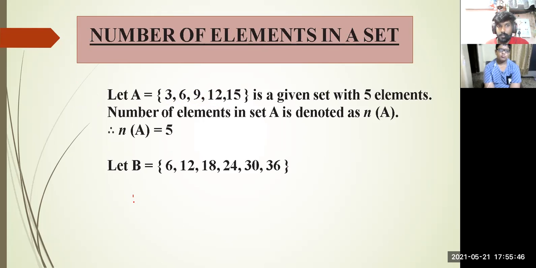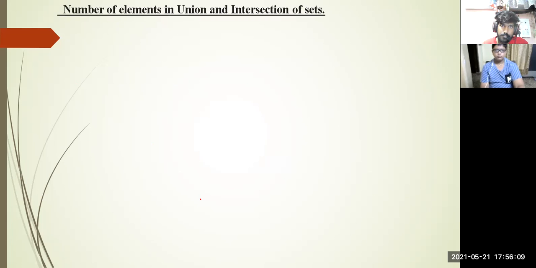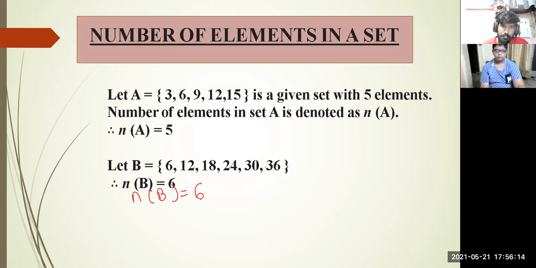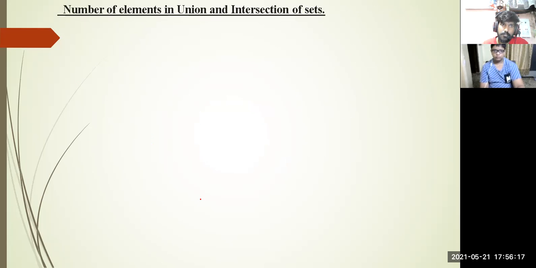Okay. Can you tell me now what will be n of B? Number of elements in set B? How much? 6. So n of B will be equal to 6. Okay, now let's see number of elements in union and intersection of sets.